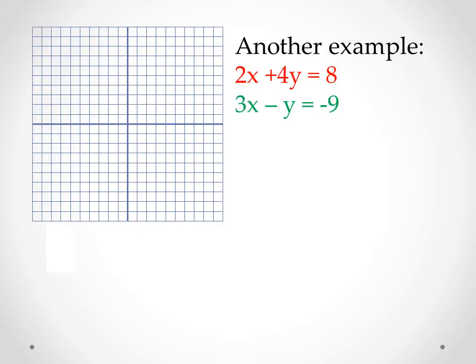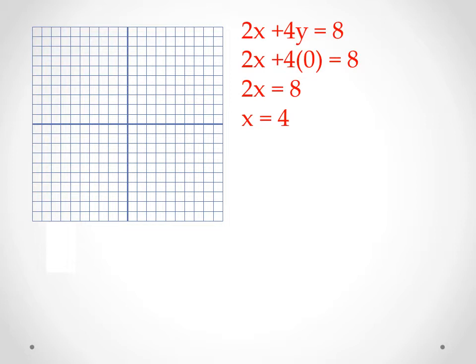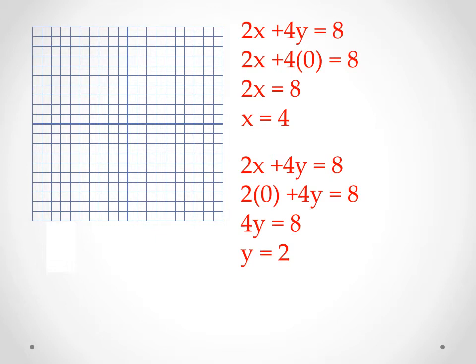Let's give you another example to work through. I'm going to use all the methods. Start out: 2x plus 4y equals 8. We set the y equal to 0. We'll end up with 2x is equal to 8 and x is equal to 4. And that's going to be 4, 0 is where we'll plot our point.